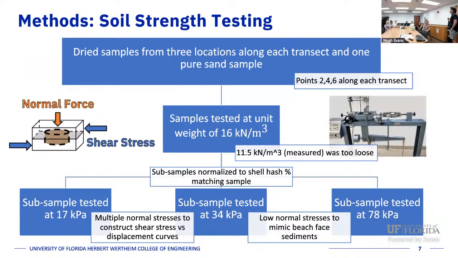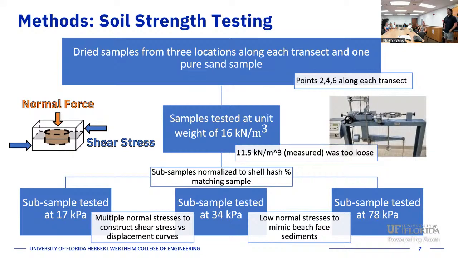So when we started with the strength testing, the first thing that we did is we chose samples to represent our pure sand. These are samples where we dissolved all the calcium carbonate out, and that was our pure sand sample. Then from each transect that we took, we selected 3 samples from along these transects at relatively equal spacing. And these were essentially our strength testing samples.